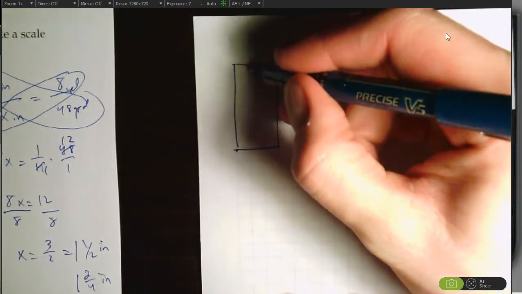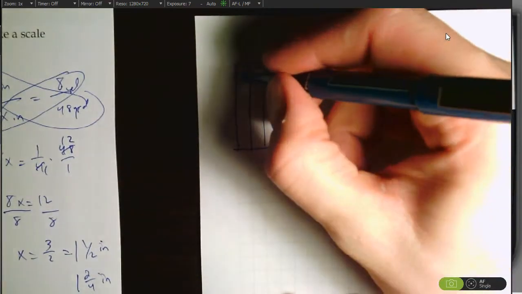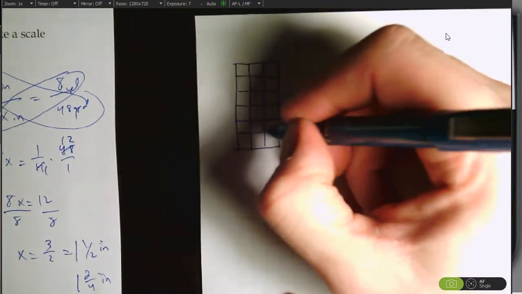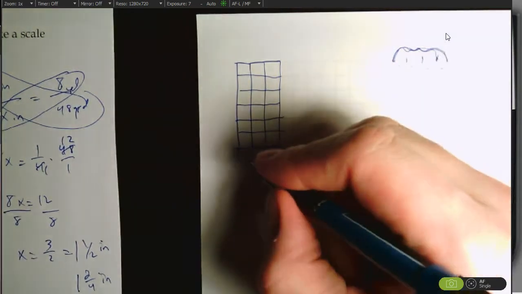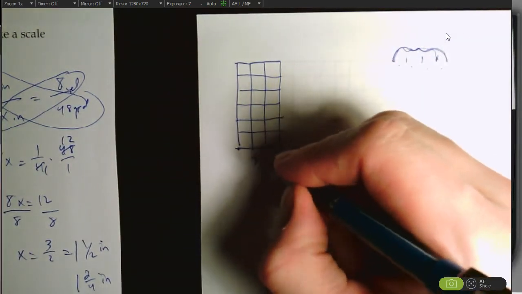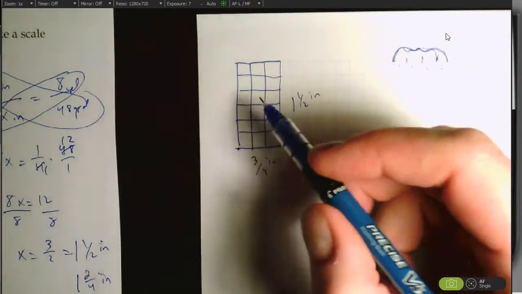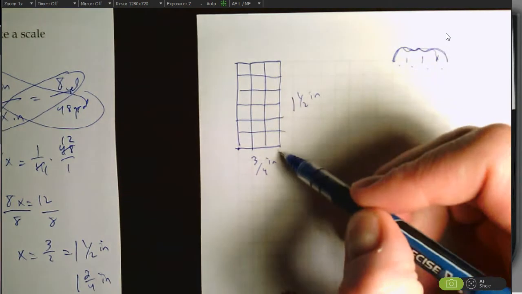And if I draw in all the middle boxes, you can see now, okay, that's 3 wide. That then is 6 vertical. So this is 3/4 inches by 1.5 inches. And that's really 24 yards by 48 yards.